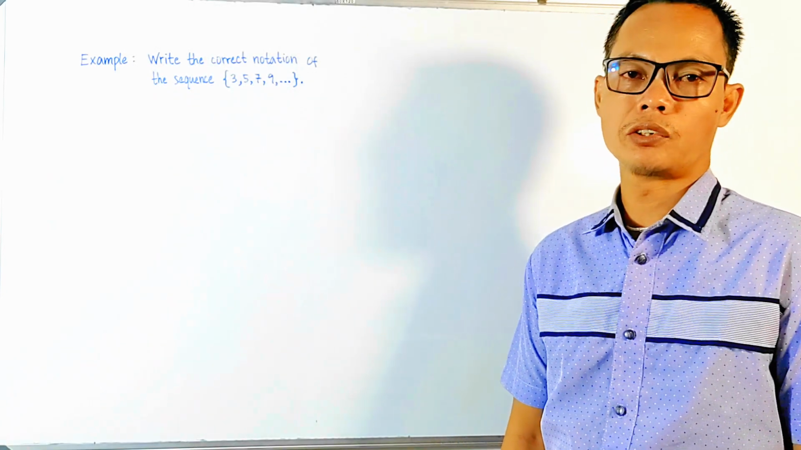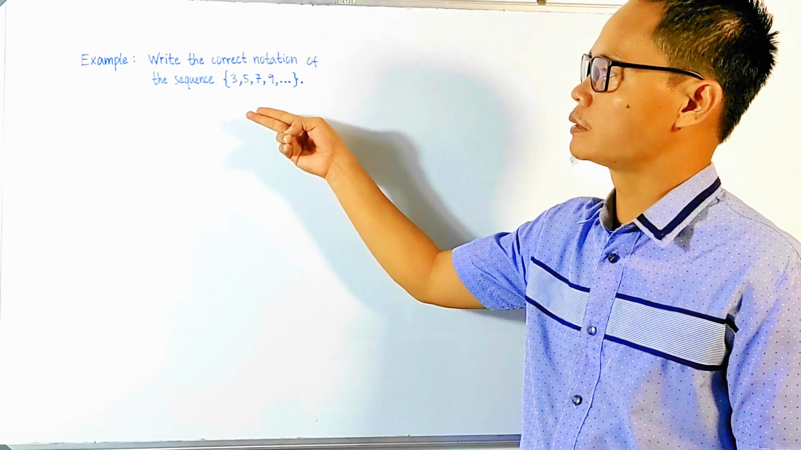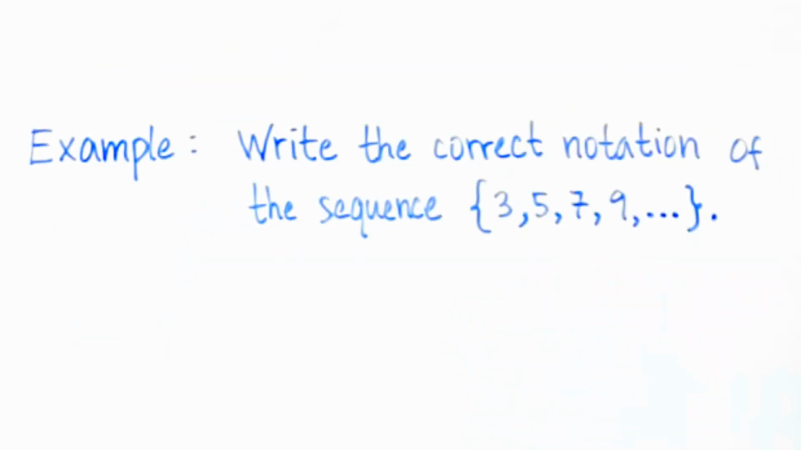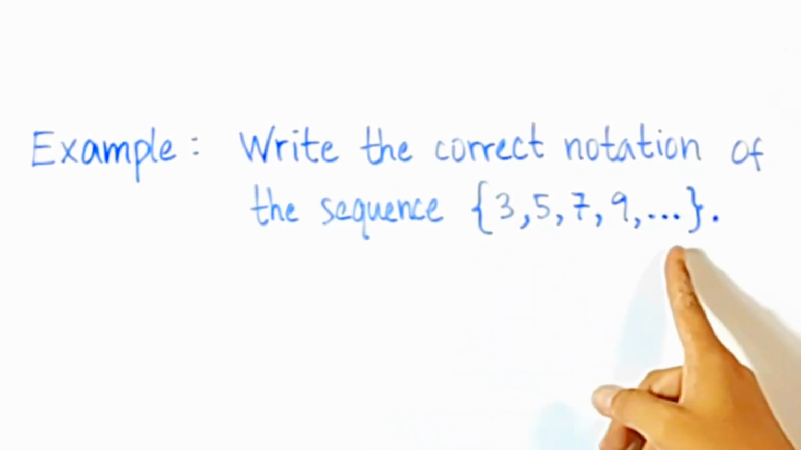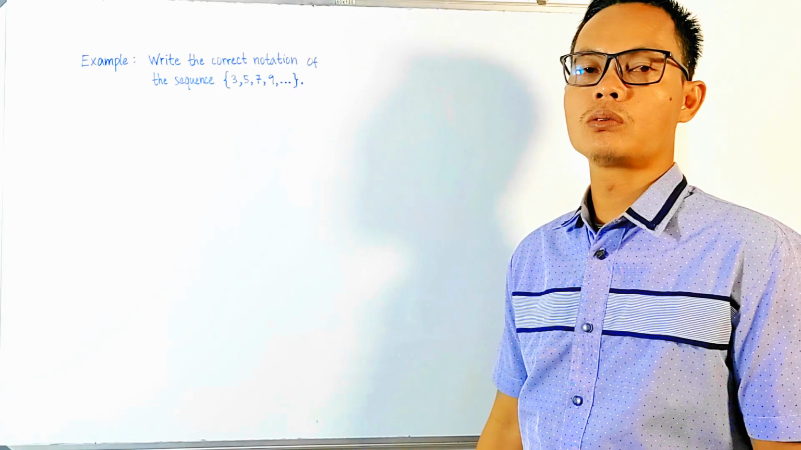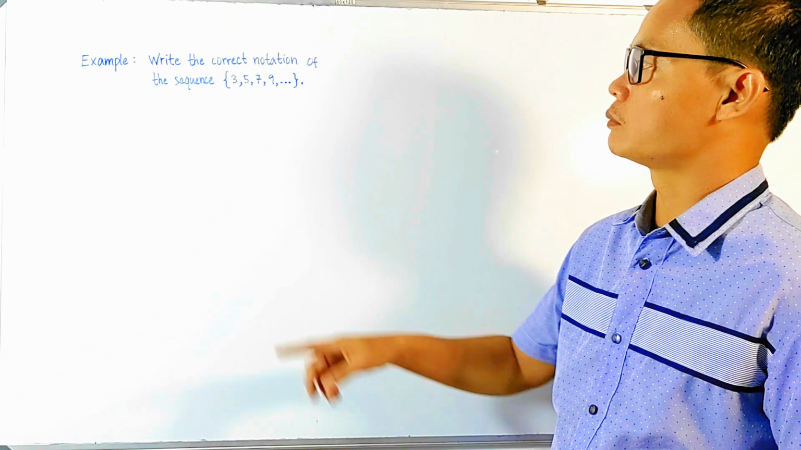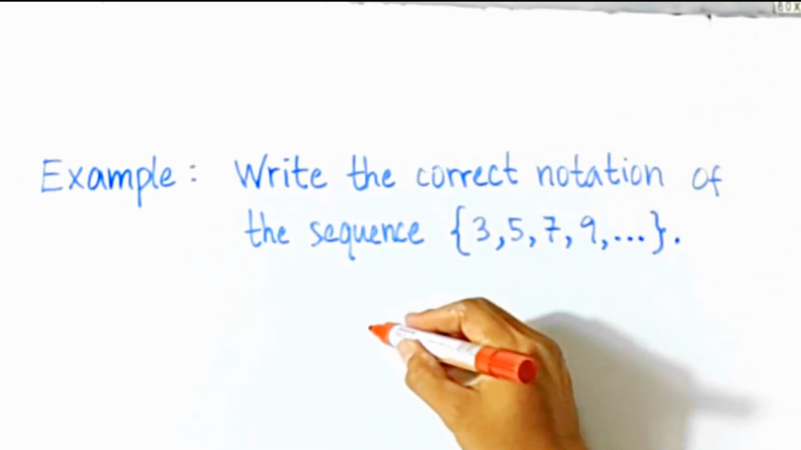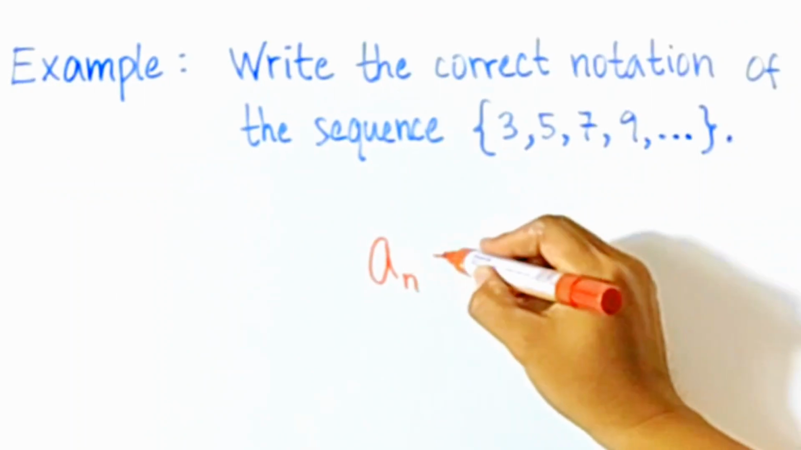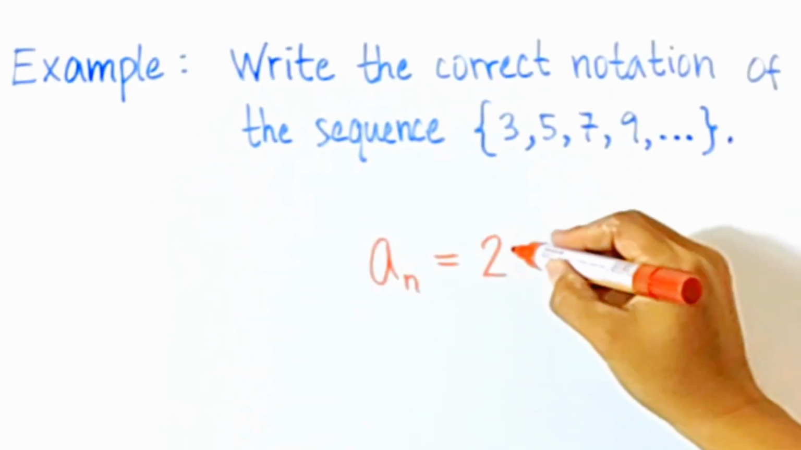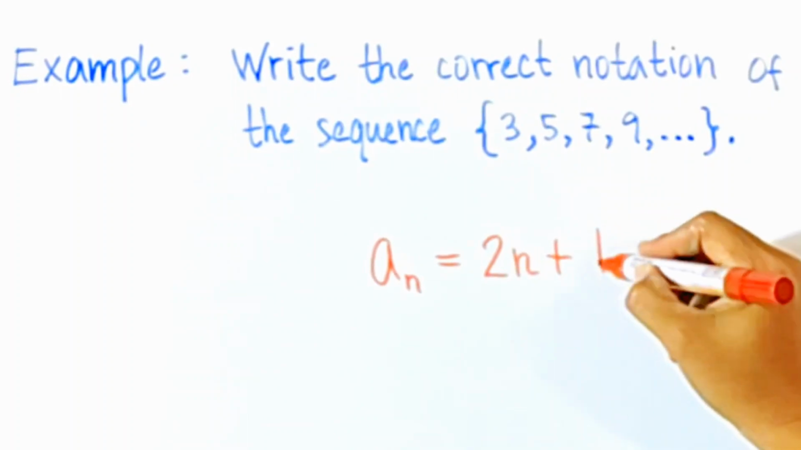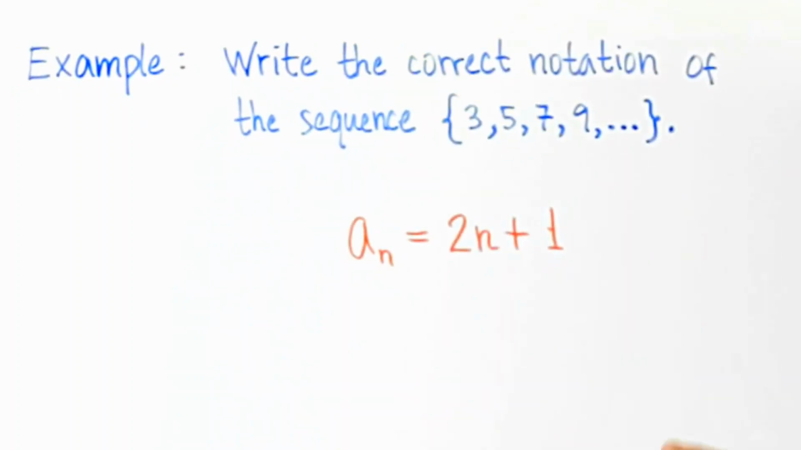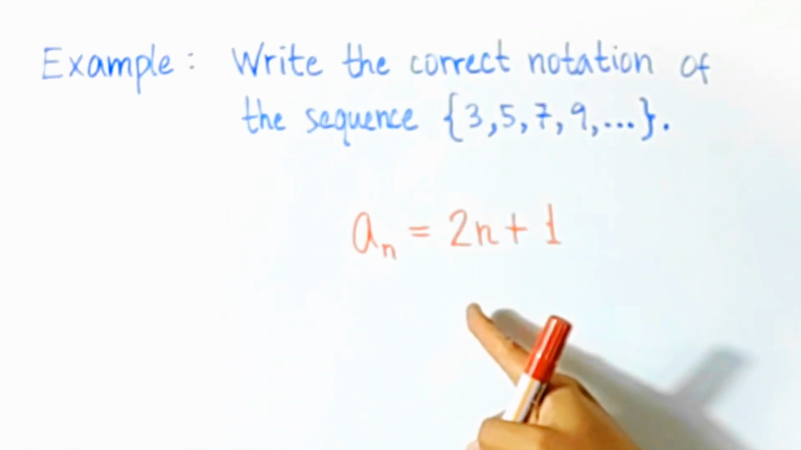A sequence has a notation or a rule. If we have an example like this, write the correct notation of the sequence set of 3, 5, 7, 9, ellipses, meaning this is an infinite sequence. How do we determine the rule? If you observe, the given sequence has an interval of, or jumping from 3 to 5, of 2. Basically, if you are going to write the correct notation, A sub n is equal to 2n plus 1.